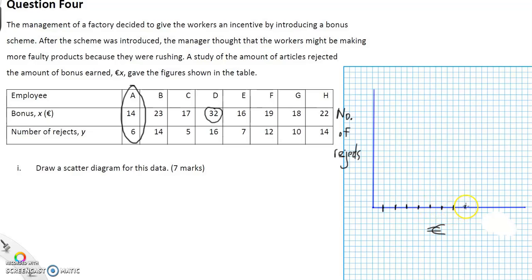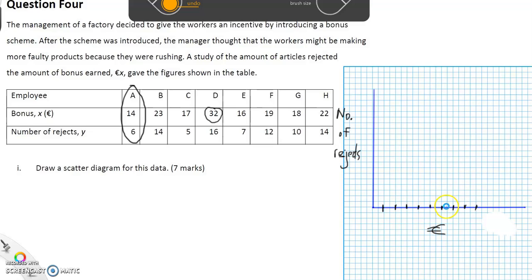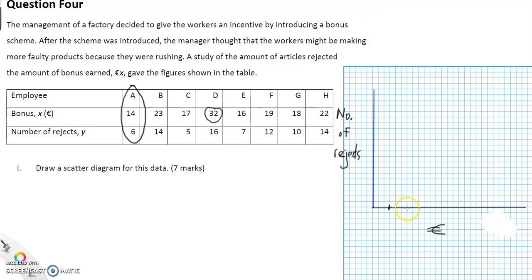Say that was 5, 10, 15, 20, 25, 30, 35. That would be a bit tight, so I'm going to get rid of those marks there, right? And I'm going to go every third one, say 5, 10, 15, 20, 25, 30, 35, right? So we can write it in: 5 euros, 10 euros, 15 euros, 20 euros, 25 euros, 30 euros, and 35 euros, right?